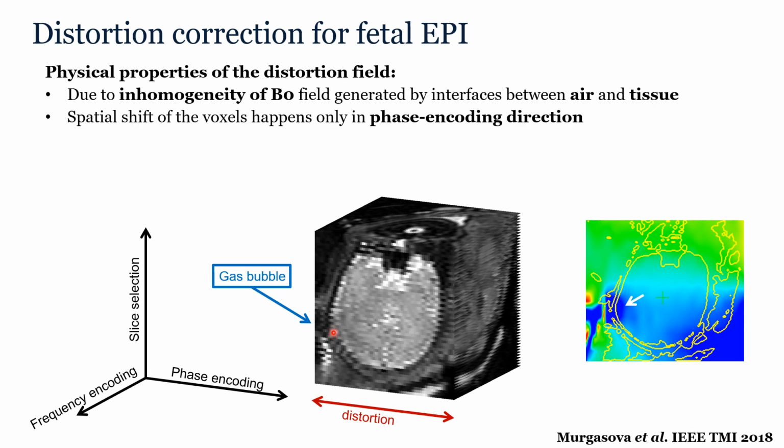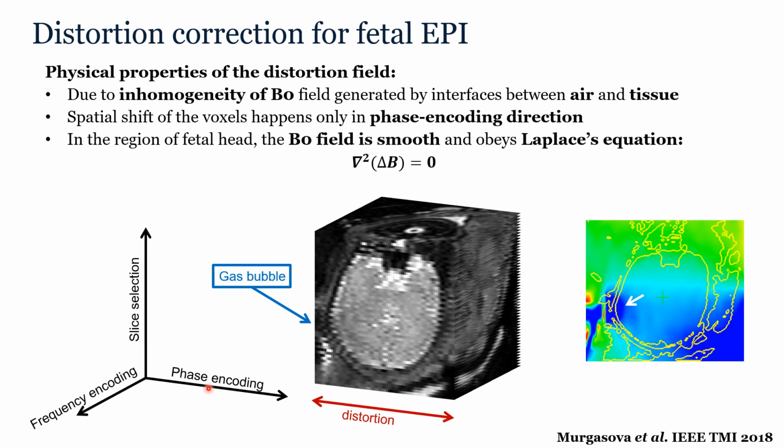Another important thing to realize about the distortion is that it happens only in the phase encoding direction. So that's this direction in this image. It doesn't happen in the two other directions. And this is the Y direction of the slice.